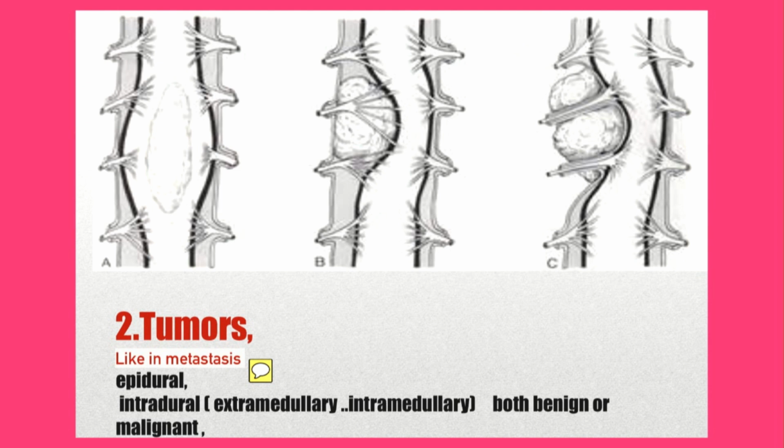The extramedullary one occurs outside the spinal cord, while the intramedullary type is located inside the spinal cord. In all of these, the tumor could be benign or malignant. This picture shows the different types of spinal tumor. We have epidural and we have intradural, and how it's compressing the spinal cord.